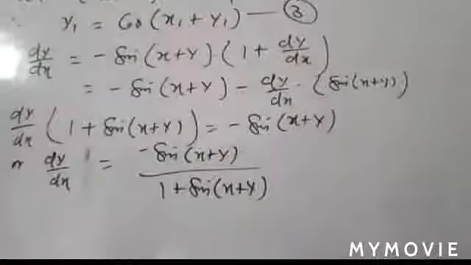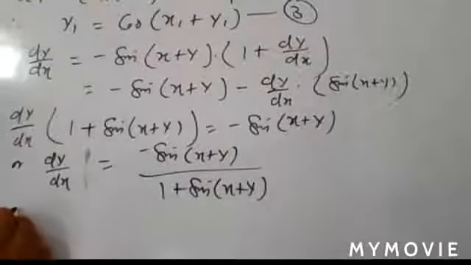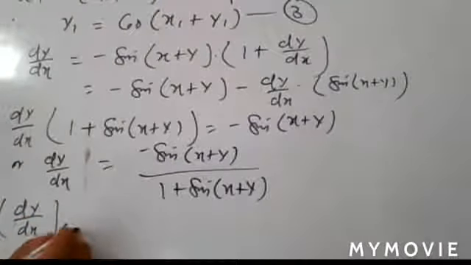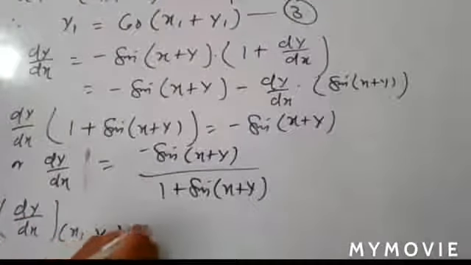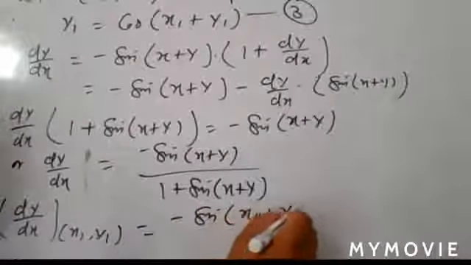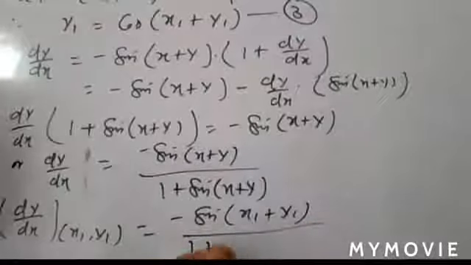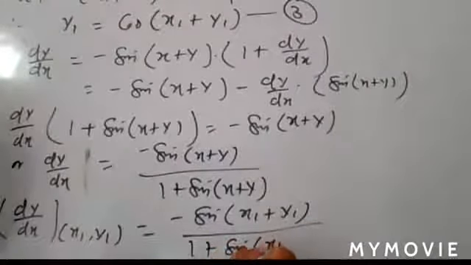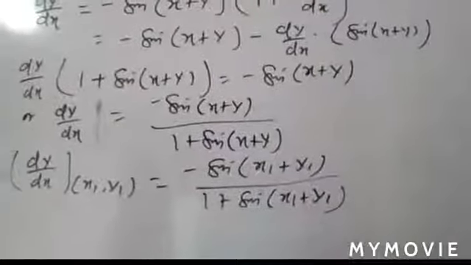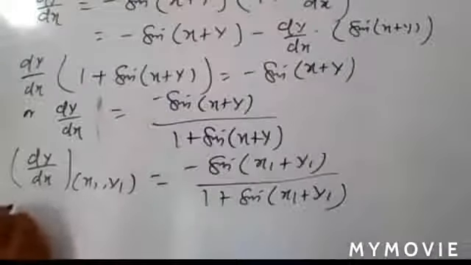So first you find its derivative at the given point. So dy by dx at x1, y1 is equal to minus sine of x1 plus y1 divided by 1 plus sine of x1 plus y1. That gives the value of the slope of the tangent at the given point x1, y1. Okay, so you write the slope of line.